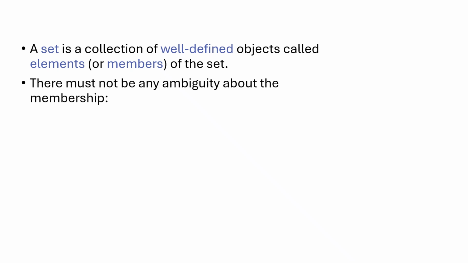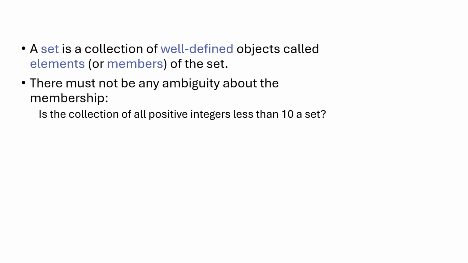So first of all, we should start by explaining what a set is. A set is a collection of well-defined objects that are called the elements or the members of that set. Here the emphasis and the focus is on well-defined, which means there shouldn't be any ambiguity about whether or not an object belongs to a set. To clarify that, let's take a look at a couple of examples.